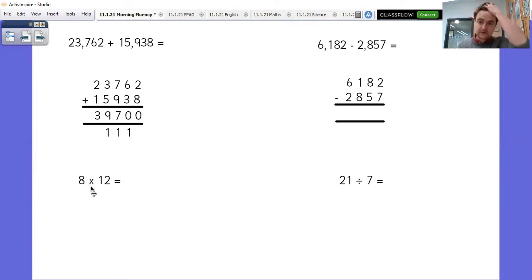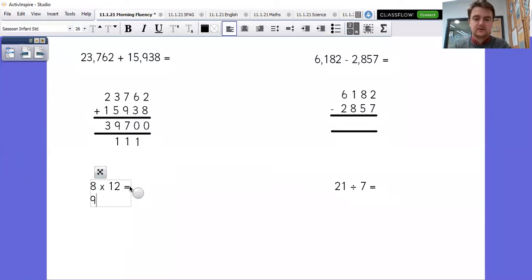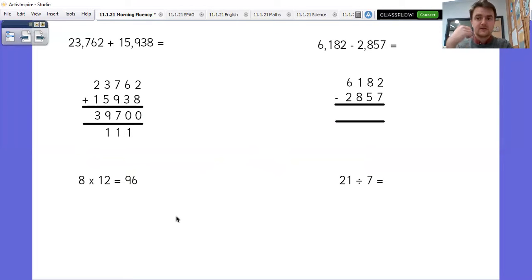8 times 12. I could count up in my 8s, I could count up in my 12s, but with the 12s, I find a bit of a trick is to do 10 times 8 and then count on 2 more lots of 8, because we know that 12 times 8 is the same as 10 times 8 plus 2 times 8. 10 times 8 is 80. 80 plus 16 is 96. So 96 is my answer. For 21 divided by 7, I'll count up in 7s until I reach 21. 7, 14, 21. So that is 3.